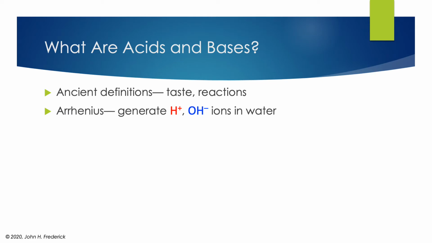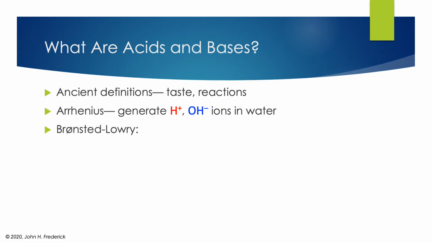More recently, Arrhenius, a Swedish chemist, talked about how acids can generate H+ ions in water, whereas bases generate OH- ions in water. It turned out that this characterization is actually pretty good, but it's overly restrictive, and it prevents us from defining certain things as acids and bases that probably really are.